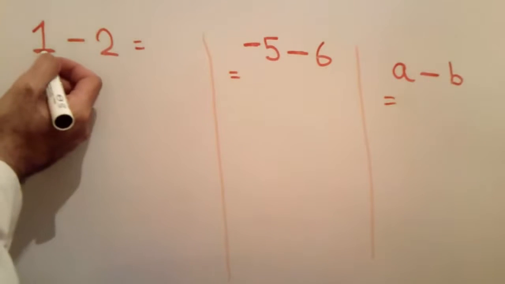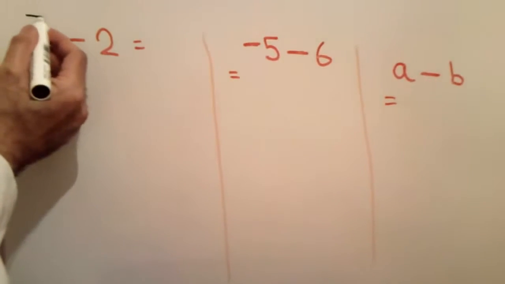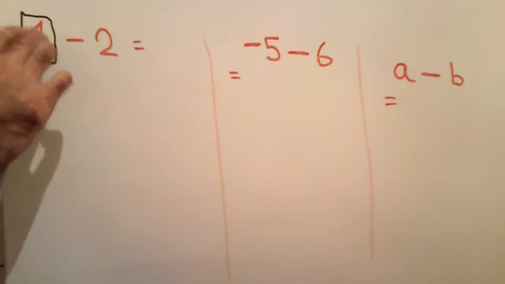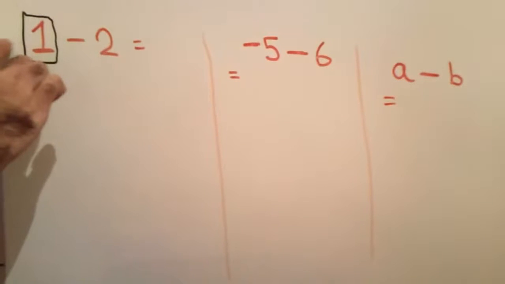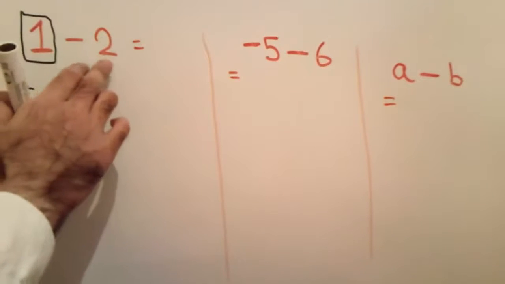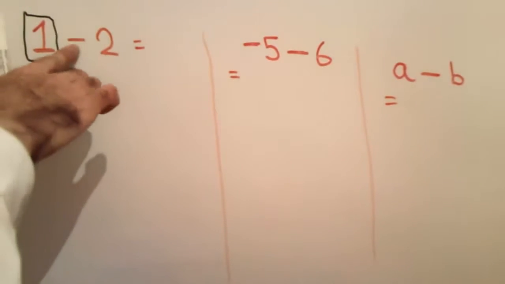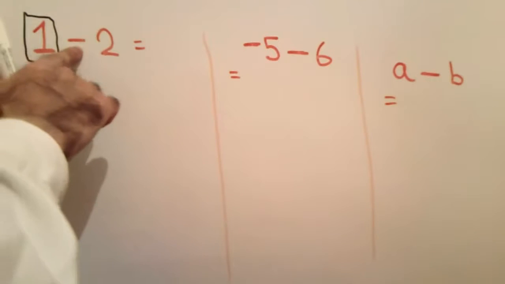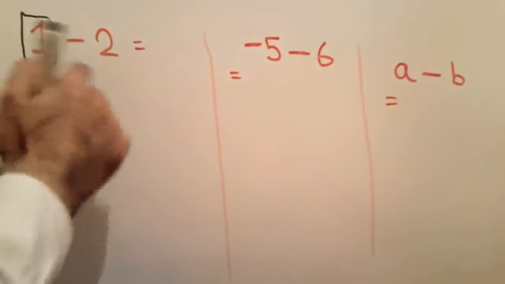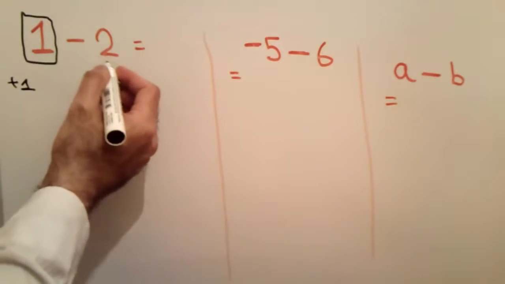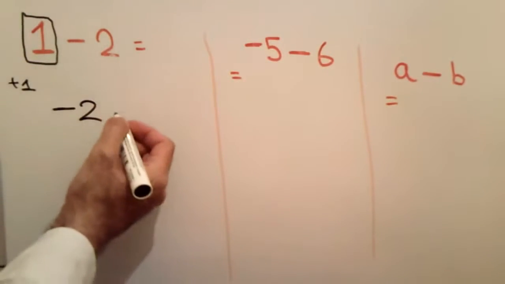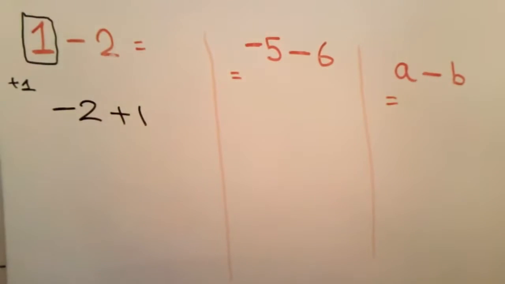What was the sign of this number here, which is a 1? It's on the left hand side. There's nothing there, so that means it's a positive. So that's a positive 1. Now here we've got the operator. So what happens now? Let's see if we can rewrite this as -2 plus 1.